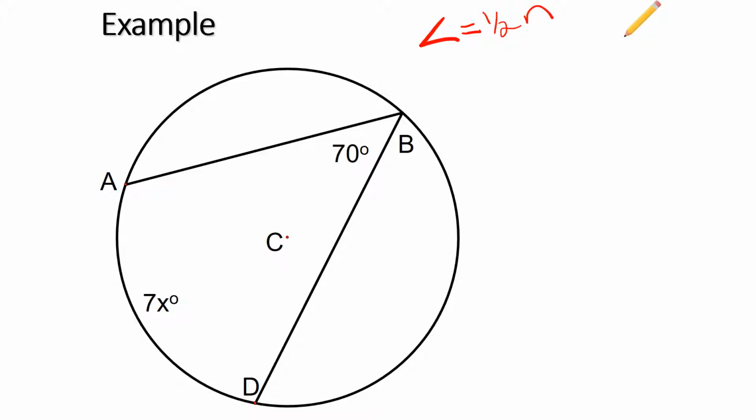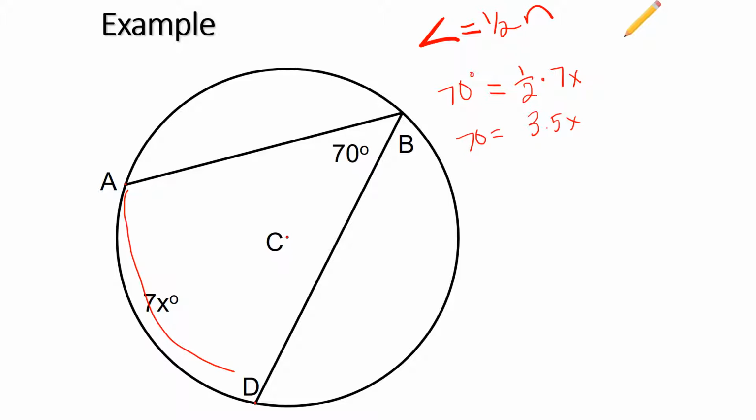So in this case, my angle is 70 degrees. So we're going to plug the angle in on the left-hand side of the equal sign. 1/2 times, in this case, my intercepted arc is measuring 7 times x degrees. So we're going to place 7x in for my arc in this formula. So now 1/2 times 7 is 3.5x.